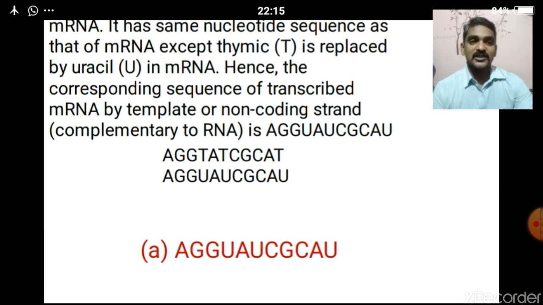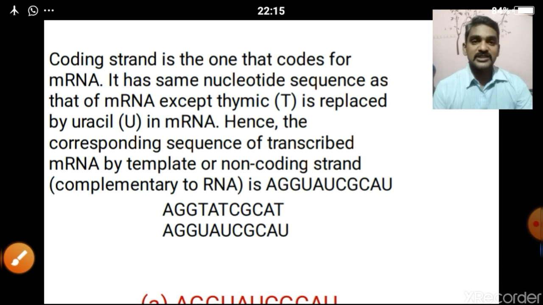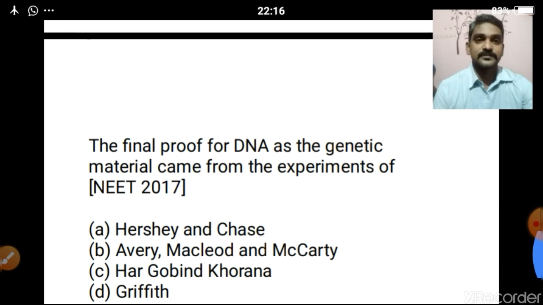So whenever in the question they give the coding strand sequence and ask for the mRNA sequence, you can easily write the same nucleotide sequence and replace T with U. So you will get the answer. Keep in mind, definitely these types of questions will be repeating. Let's move to the next question.